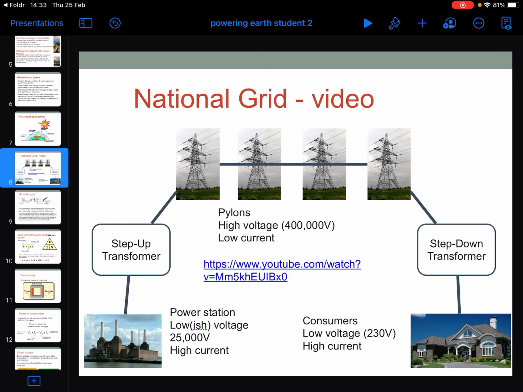It goes up to a step-up transformer, which I'm hoping you remember from P4, where the voltage is increased and the current is decreased. And then it goes to pylons, and these pylons carry the electricity. They do it at a low current and a high voltage. The reason they do this is because if you carried the electricity at a high current, you would have a massive amount of power loss.